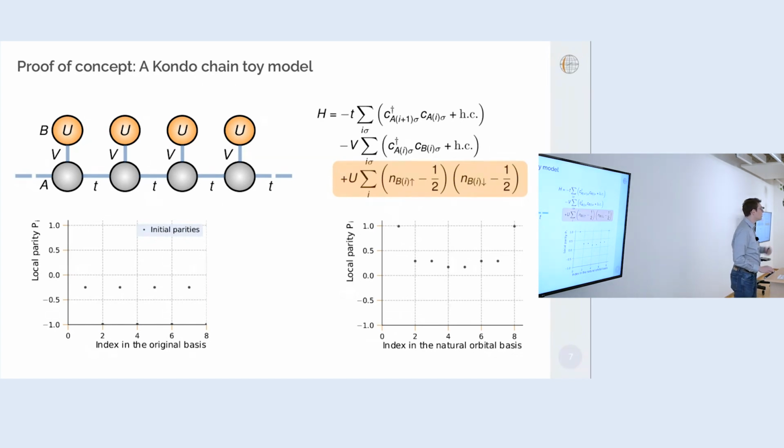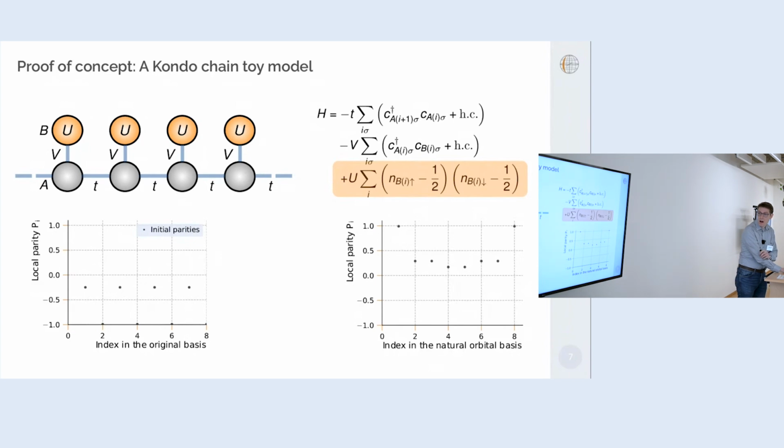So if you try to find spin-like orbitals or effective spin degrees of freedom, I will use these words interchangeably, with the traditional method, for this toy model, you will fail miserably. And if you fail already miserably for this toy model, then there's no reason to rely on it in general.